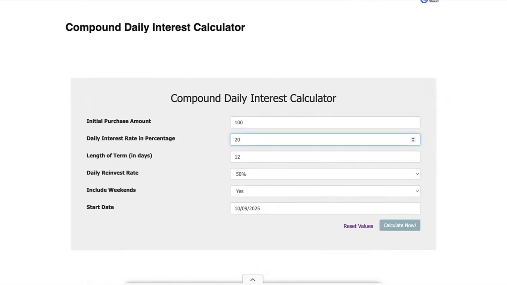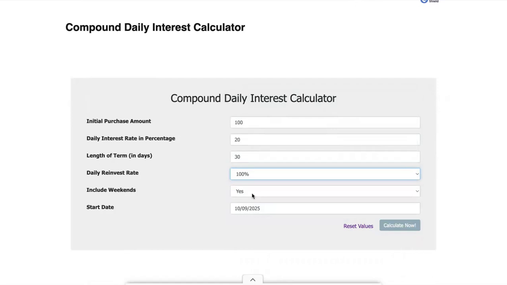If you're trading normal currency pairs, then you understand it's possible. It might be a little bit slow, but it's possible. If you're trading VIX, it's more than possible because you can make more than 20% per trade, or for the six trades per day. So we're going to leave it at 20%. Length in terms, we're doing a 30 days account challenge. Daily reinvestment rate, we're going to leave it at 100%.